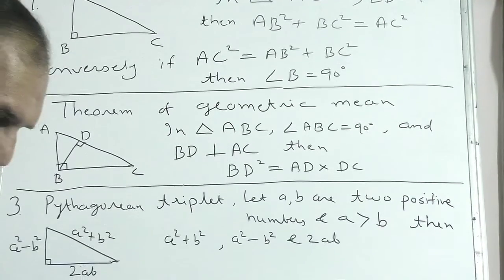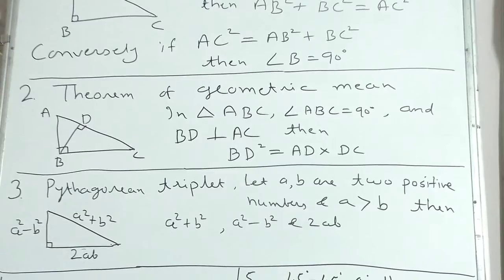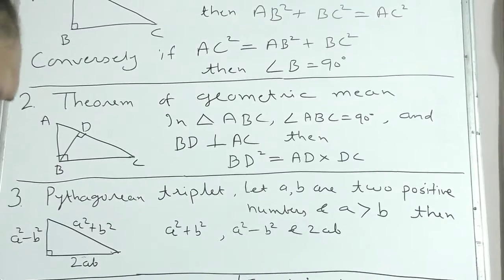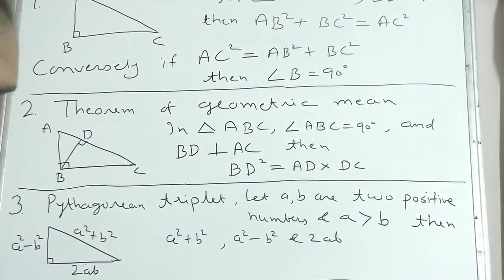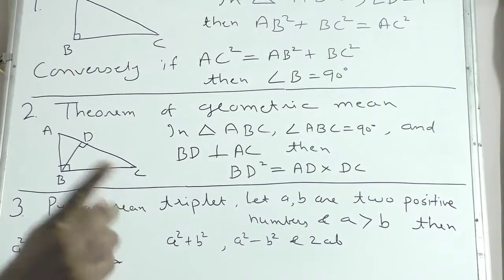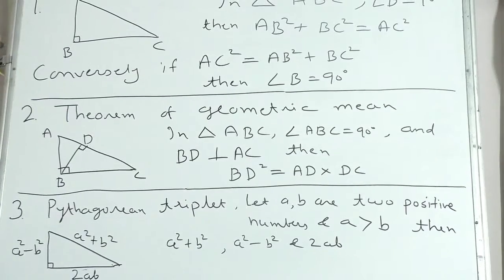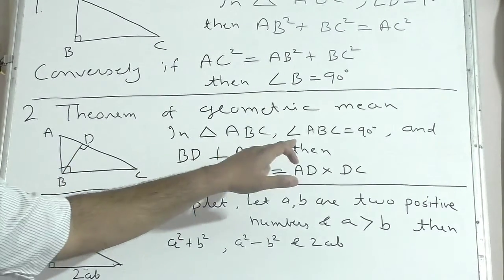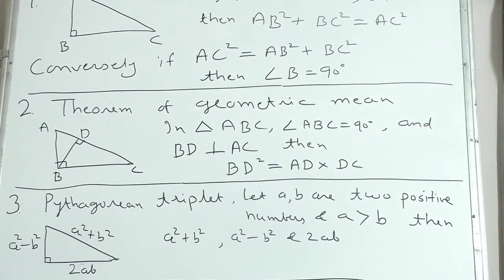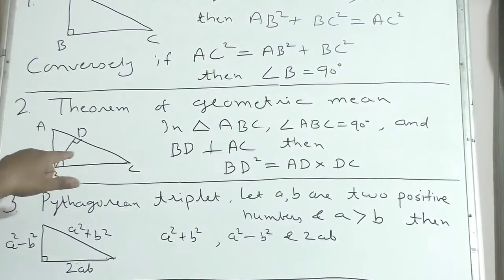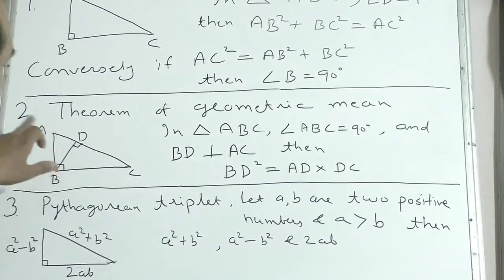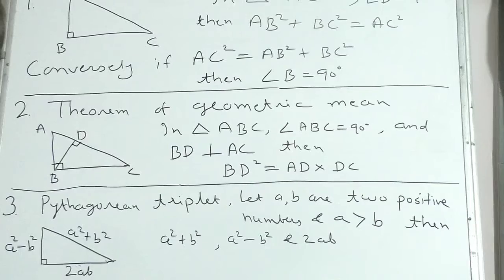Okay? Now important theorem. For solving sums and proofs, theorem of geometric mean. What is this? Geometric mean. If A, B, C three numbers are in geometric proportion, okay, GP, then B square equal to AC. This is geometric mean. So in triangle ABC, angle ABC 90 degree, okay, and BD perpendicular to AC, then BD square is AD into DC, right? BD square is AD into DC. This is theorem on geometric mean.